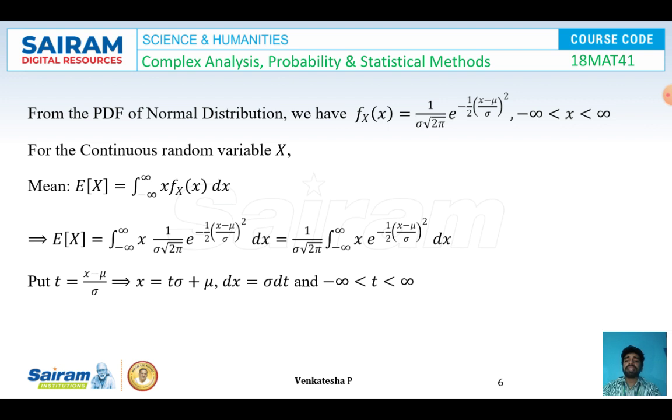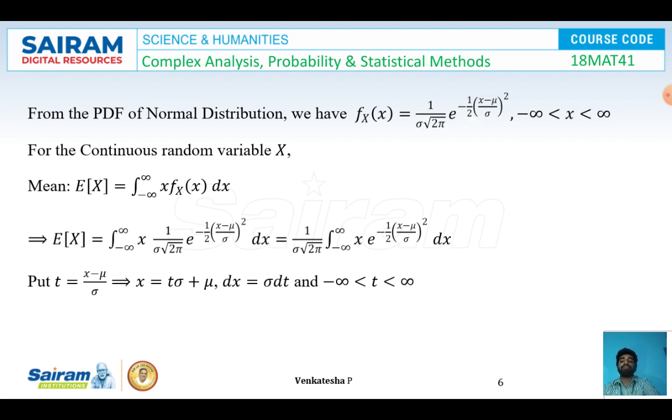Since x is a continuous random variable, the mean is the expectation of x, equal to the integral from minus infinity to plus infinity of x times the PDF times dx. So now I am going to replace the PDF with 1/(σ√(2π)) e^(-1/2 ((x-μ)/σ)²).